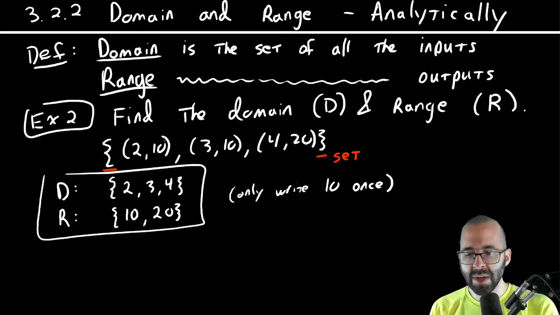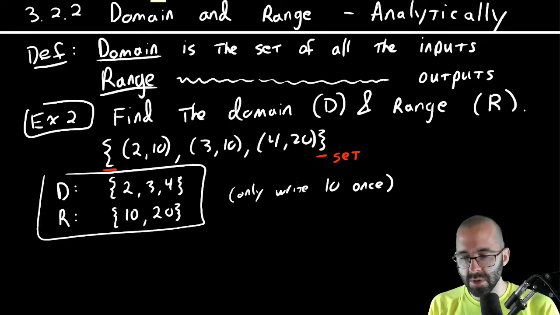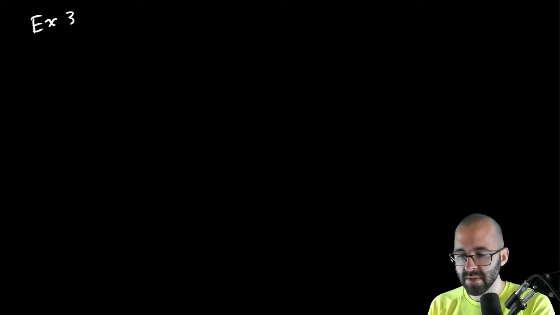All right. If there's repeats in the output, that means it's not 1-to-1. That had to do with the horizontal line test, if you remember that. Okay. So that's our domain. That's our range. Let's do some more complicated ones though.